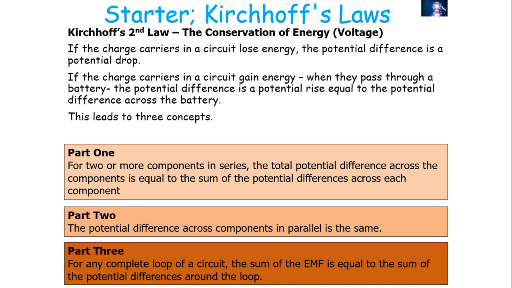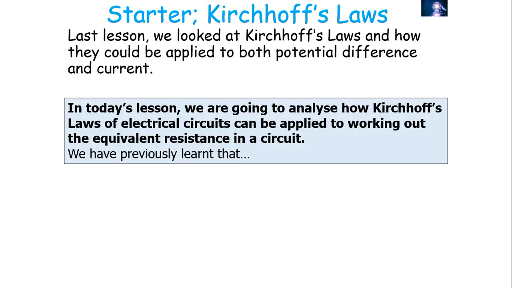So just to clarify, for 2 or more components in series, the total potential difference across the components is equal to the sum of the potential differences across each component. The potential difference across components in parallel is the same, and for any complete loop of a circuit, the sum of EMF into a circuit is equal to the sum of potential differences out of the circuit. So, those were Kirchhoff's laws of electrical circuits.